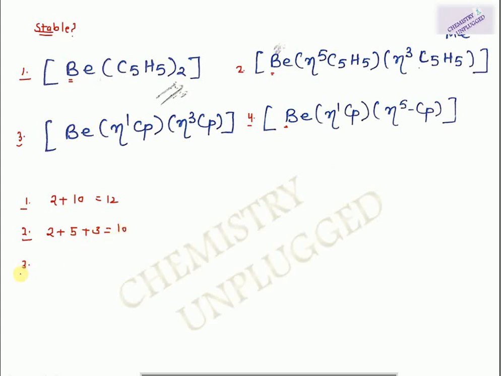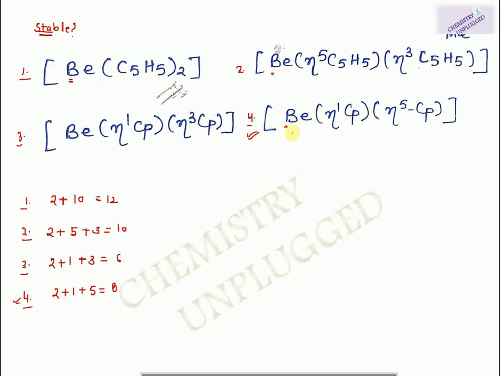Then we will take the third one. Beryllium is 2 and Cp is with 1 hapticity, so 1 electron contribution, and 3 by this one. So the total will be 6. Then we have the fourth one. In the fourth we have 2 plus 1 plus 5. It has a total of 8. This means it is the most stable complex of beryllium. So this is the correct answer.